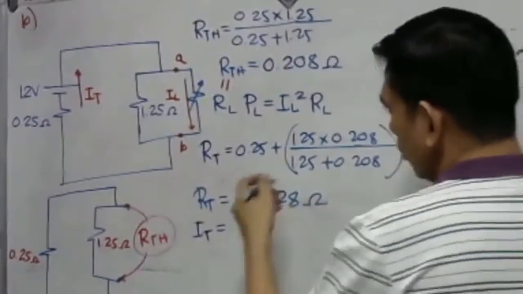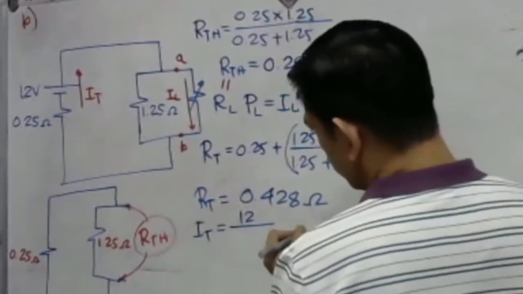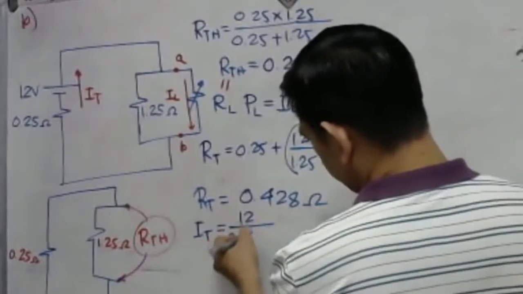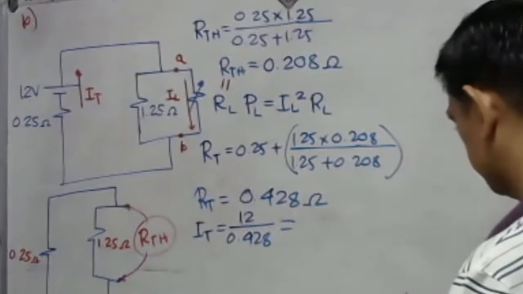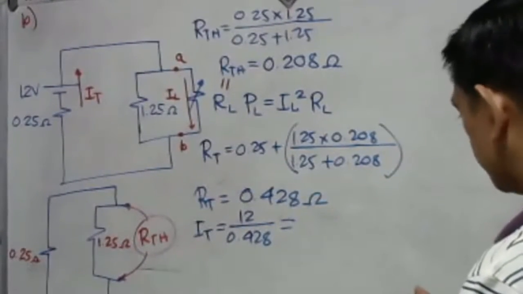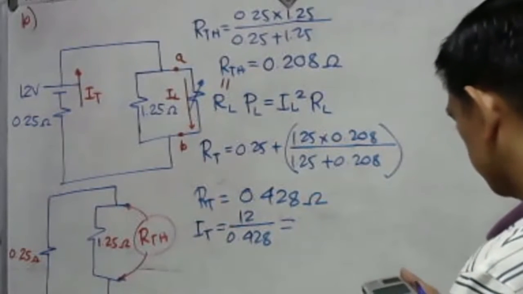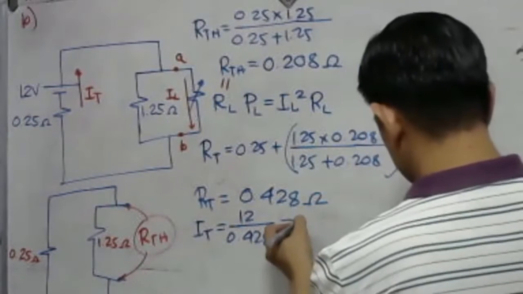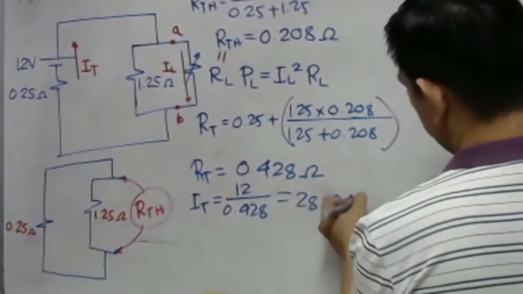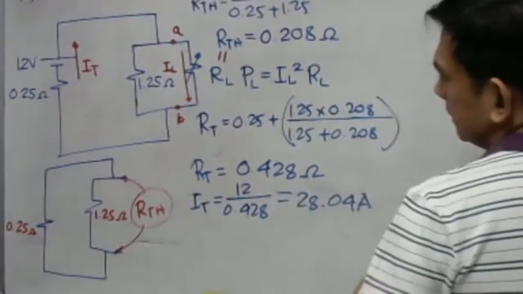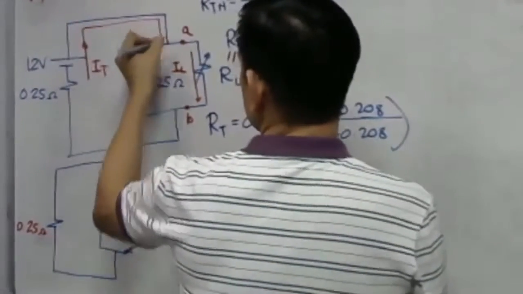So, it's simply by Ohm's law. We have 12 over 0.428. That is equal to 12 divided by 0.428. So that is equal to 28.04 amperes.